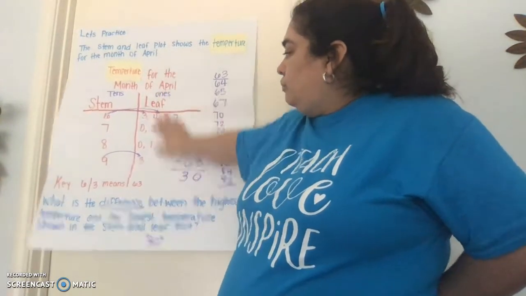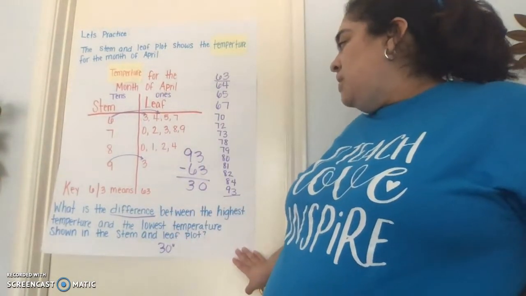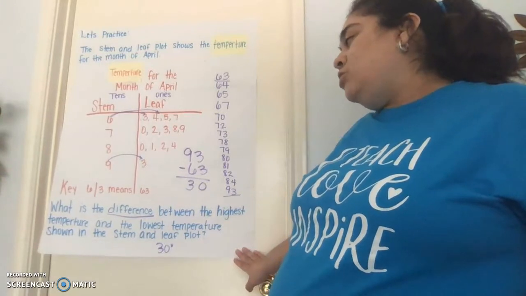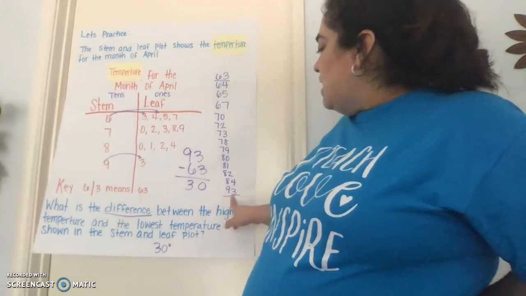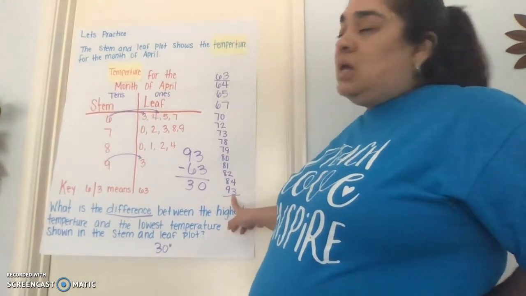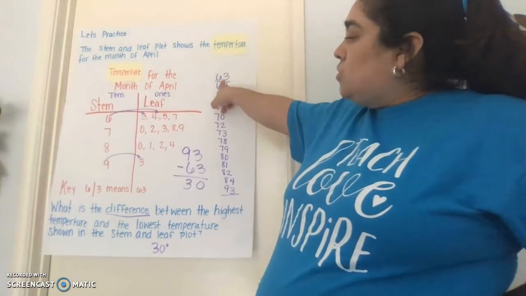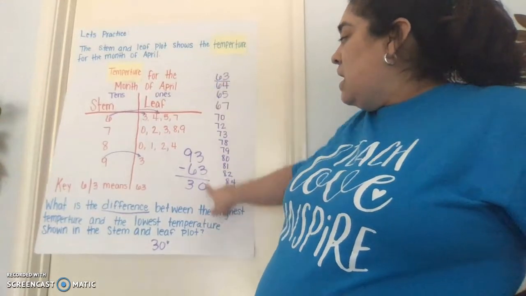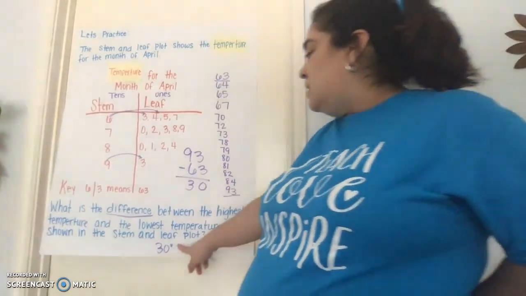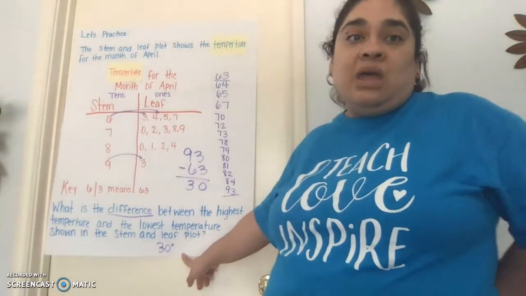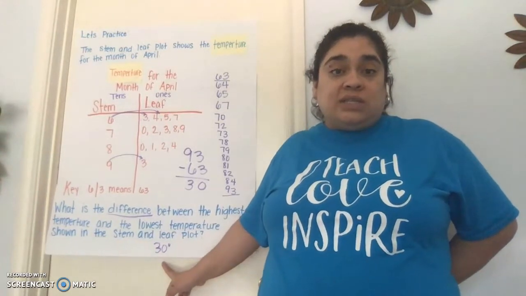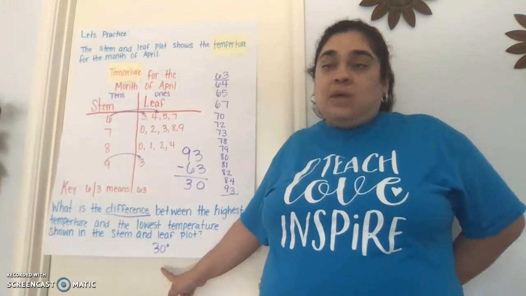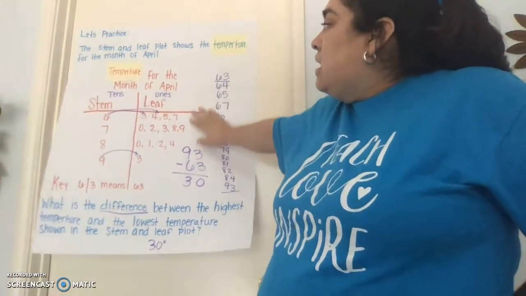now, what is the difference between the highest temperature and the lowest temperature shown in the stem and leaf plot? So, I would take the highest temperature, which was 90 degrees, and I'm going to subtract it from the lowest, which was 63 degrees, and I get 30 degrees is the difference. Okay? Now, don't stress, because we are just introducing this today. Okay? So, let's look at it again.